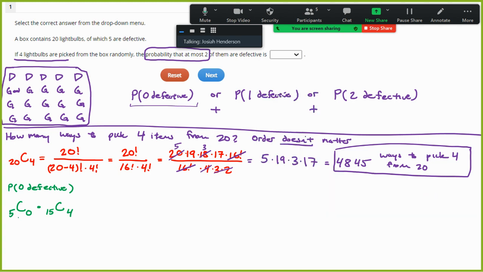And I want to label this. This first one I'm showing, this is picking 0 defective from 5 total defectives. And then the next one we have next to that, that's picking 4 good ones from the 15 total good.